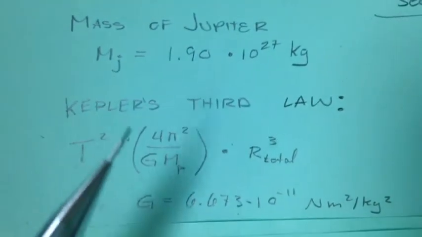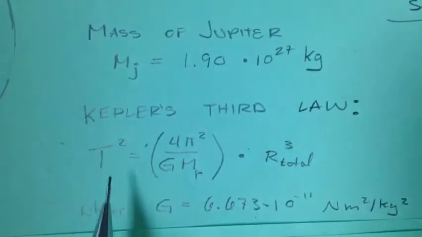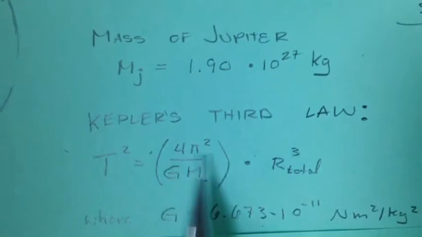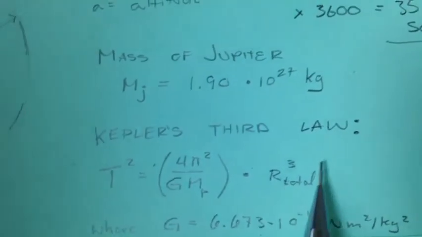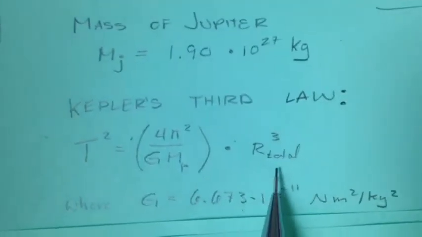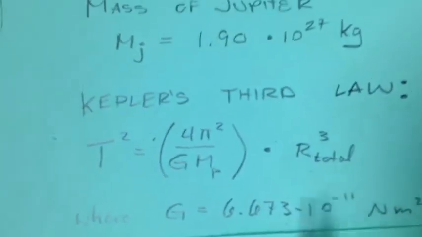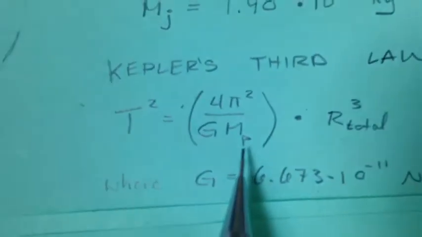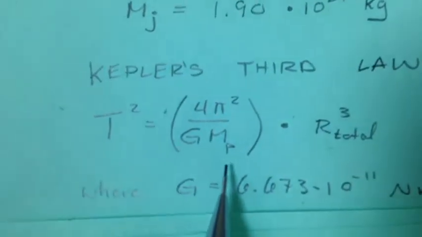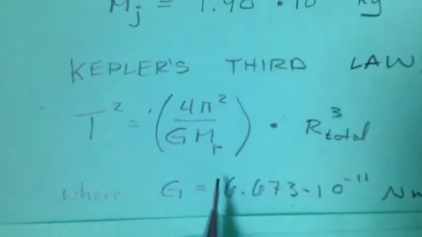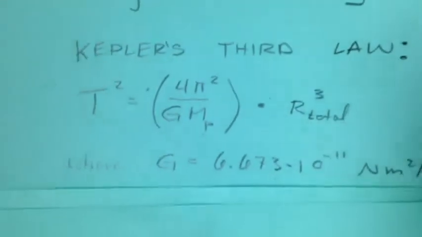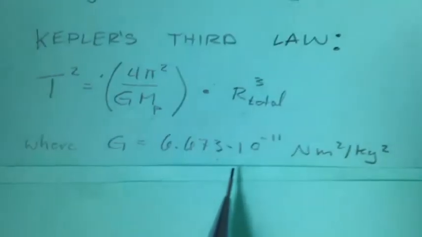The other thing we need to know is Kepler's third law. T squared equals 4 pi squared over G M_P times R total cubed. R total is the distance between the satellite and the center of the object that it is rotating around. M_P is the mass of the object that it is rotating around, in this case, the mass of Jupiter. G is a gravitational constant.